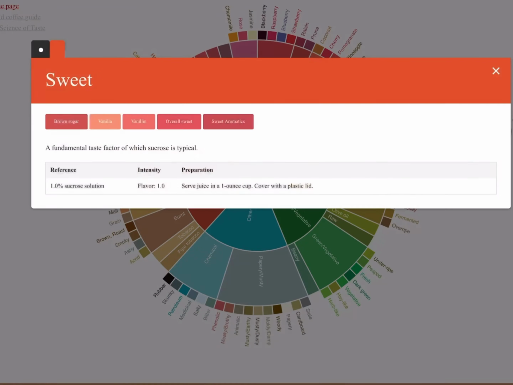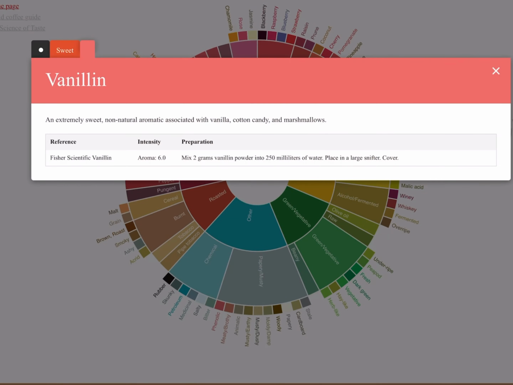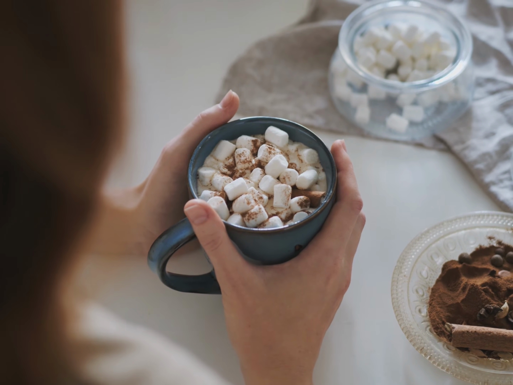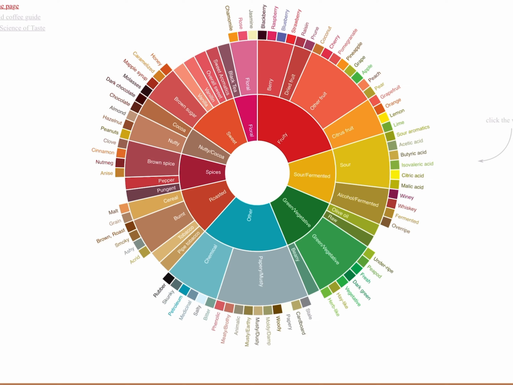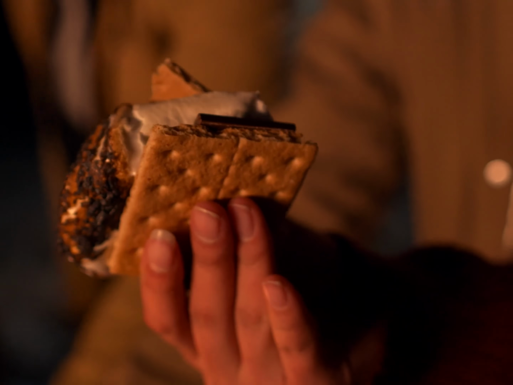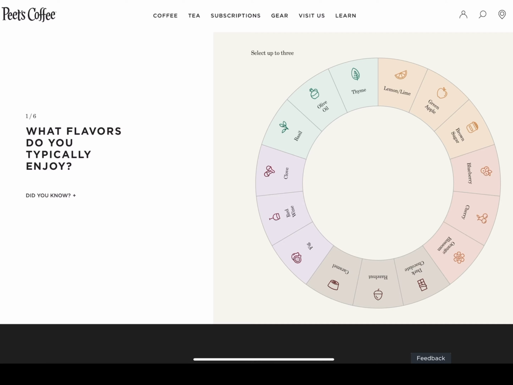Another set of notes that falls into this sort of crowd pleasers category are sweet notes. Inside this category is vanillin, which is actually not necessarily like vanilla, but is more reminiscent of marshmallows or cotton candy. I also wanted to draw attention to the cereal category, which people often find desirable in pairing with chocolatey or other sweet flavors. So how do you use this information to help you pick a coffee?